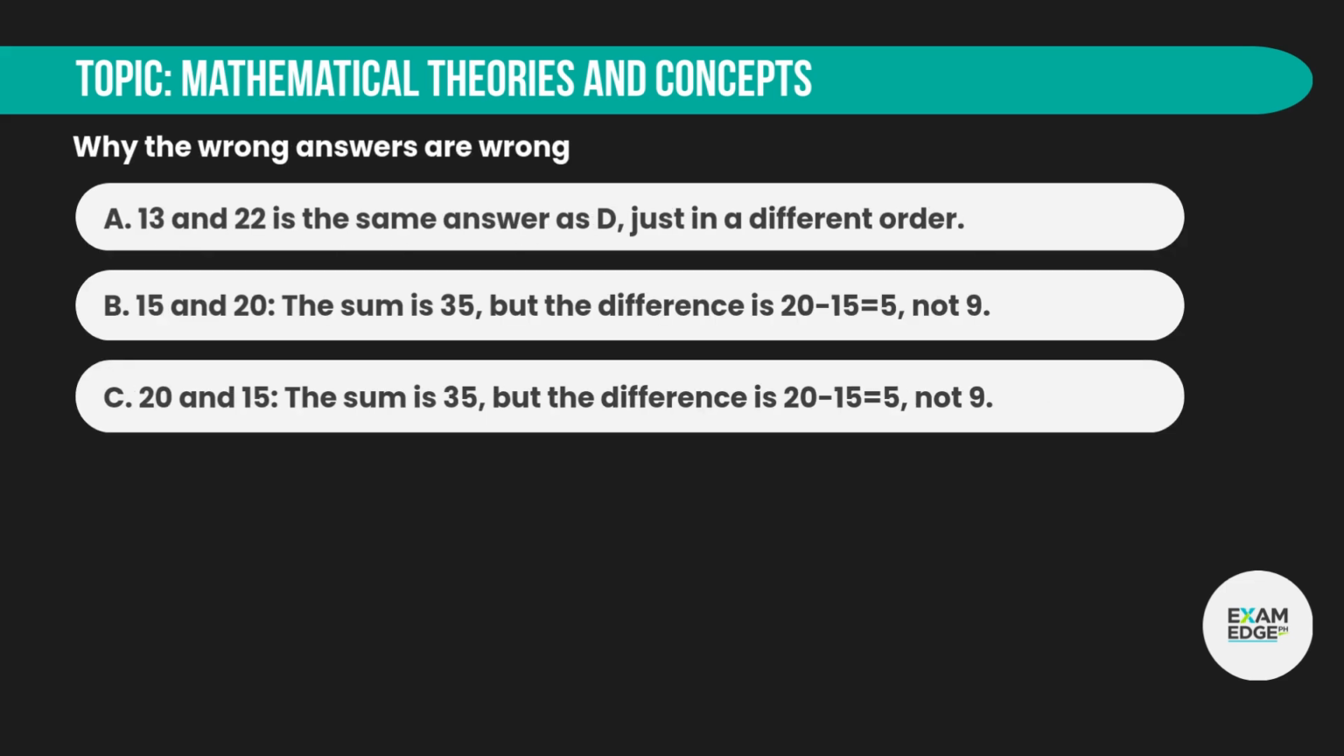A. 13 and 22 is the same answer as D, just in a different order. B. 15 and 20. The sum is 35, but the difference is 20 minus 15 equals 5, not 9. C. 20 and 15. The sum is 35, but the difference is 20 minus 15 equals 5, not 9.